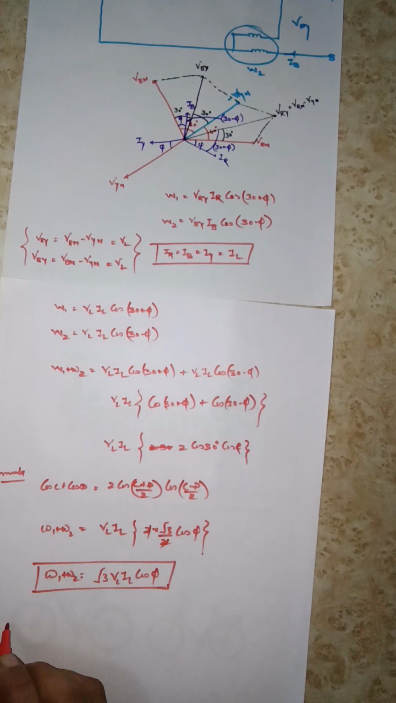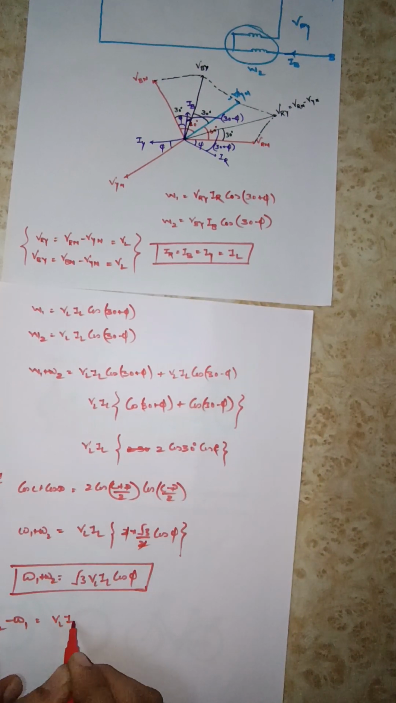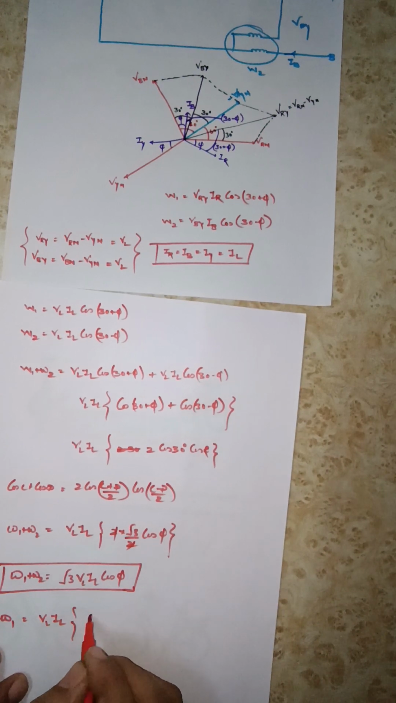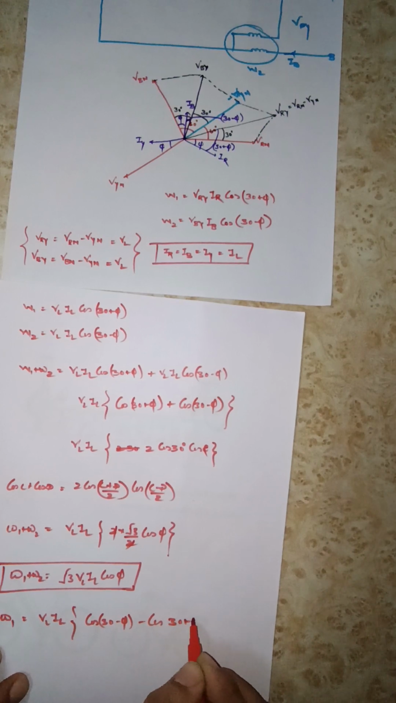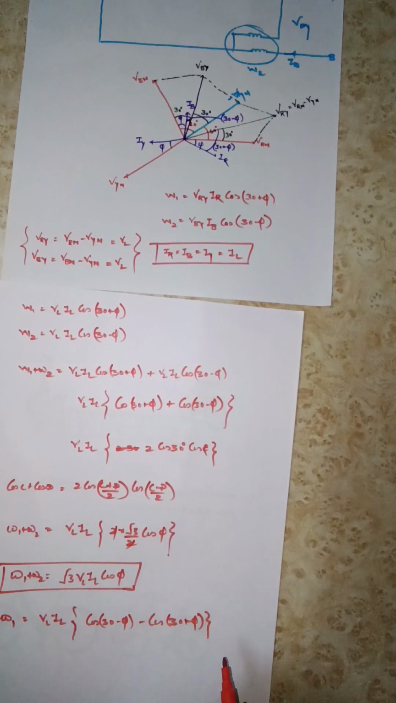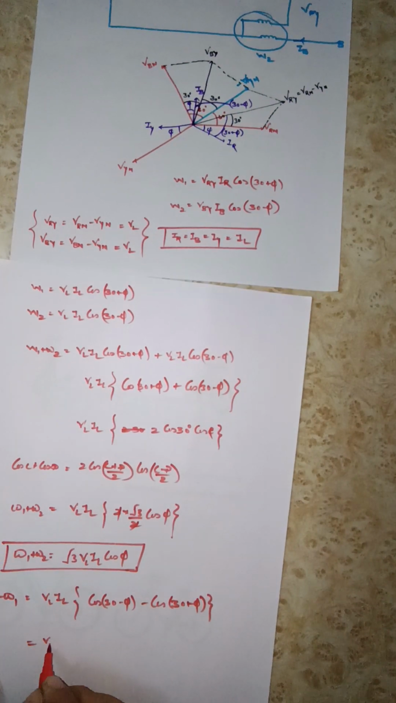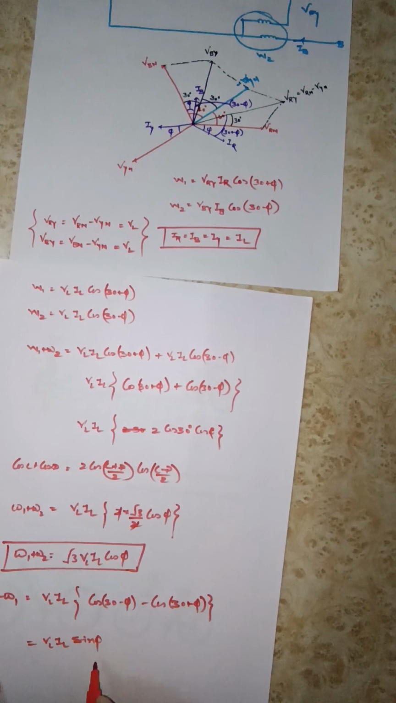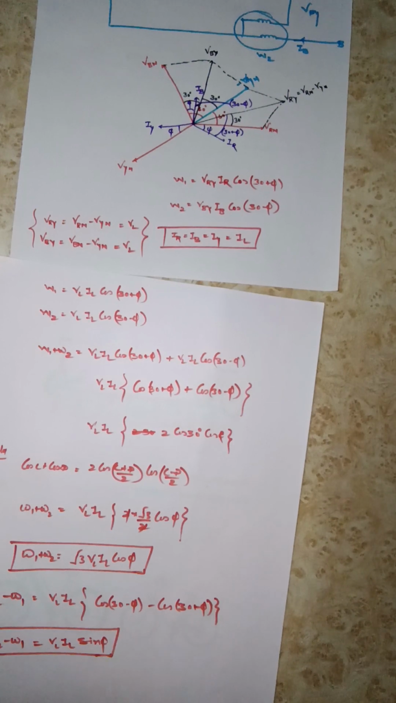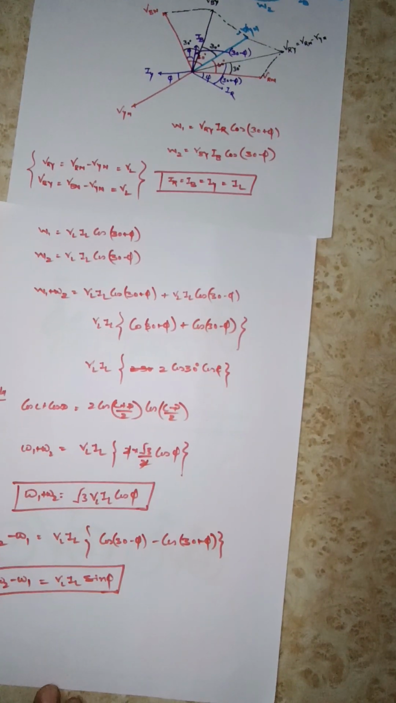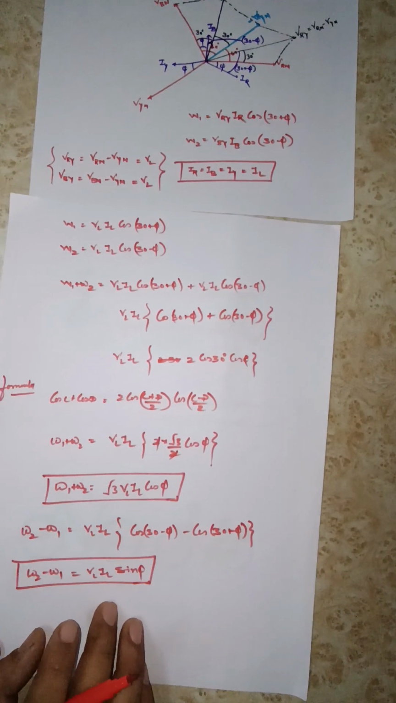Now let me take W2 minus W1. So it will be equal to VL IL common, and inside cos 30 minus phi minus cos 30 plus phi. So cos C minus cos D will convert to VL IL sin phi, that is W2 minus W1. So basically when you multiply with root 3, you will get the three-phase reactive power.